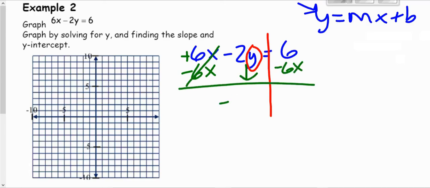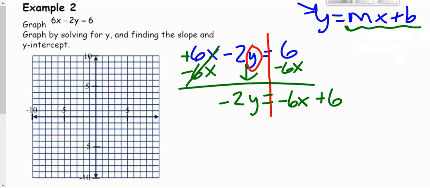Bring down the negative 2y. And over here, if I want it to be in the form mx plus b, do I want to write the 6 or the negative 6x first? I want to write negative 6x first. These are not like terms. I know it can be very tempting to want to combine those and get either 0 or 12, but don't. We've got to put this into slope-intercept form, remember.